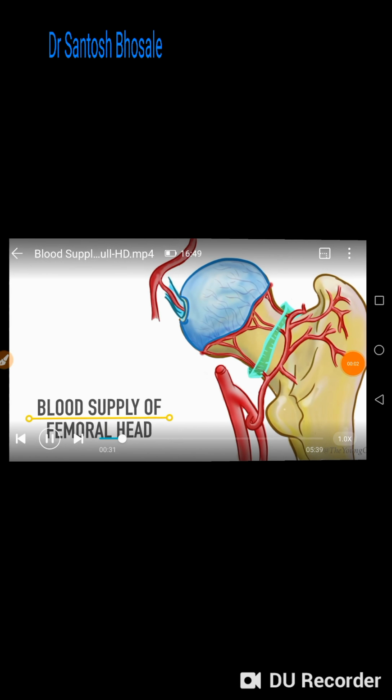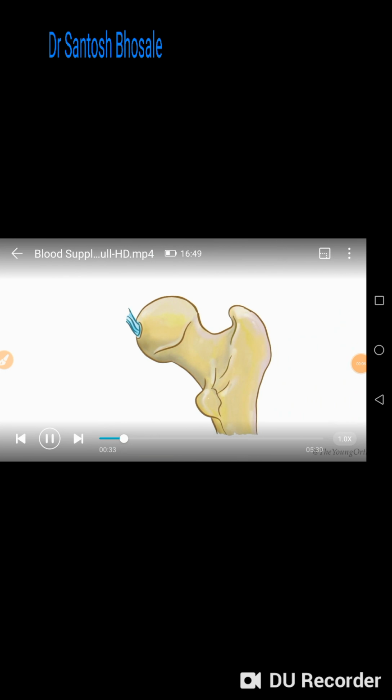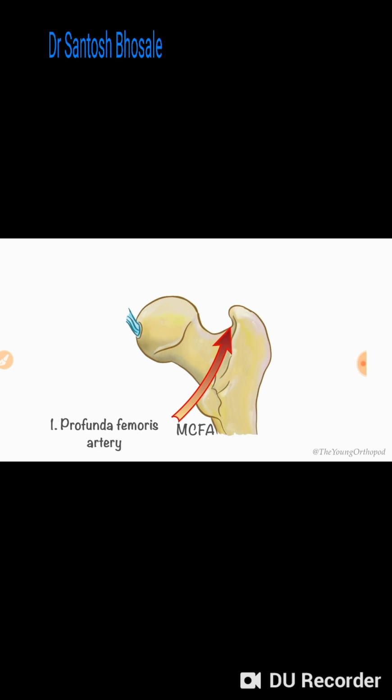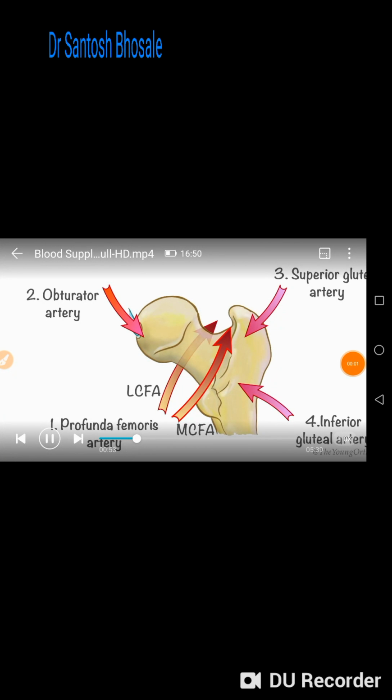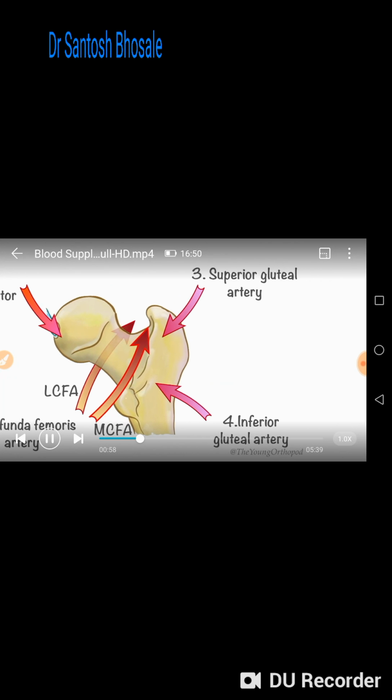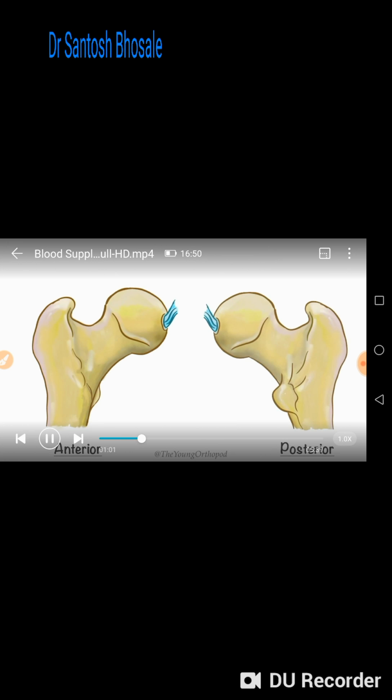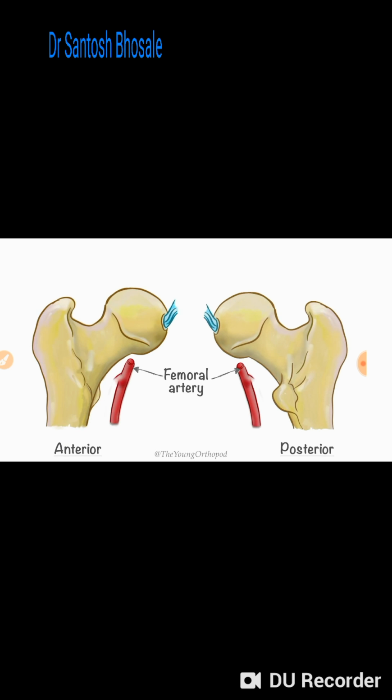Coming to the blood supply of the femoral head, you can see there near the fovea capitis, the ligament arteries. So the head of the femur is mainly supplied by the medial and lateral circumflex femoral branches of the profunda femoris artery and obturator artery, and also branches from superior and inferior gluteal arteries. You can see there obturator artery supplying there.